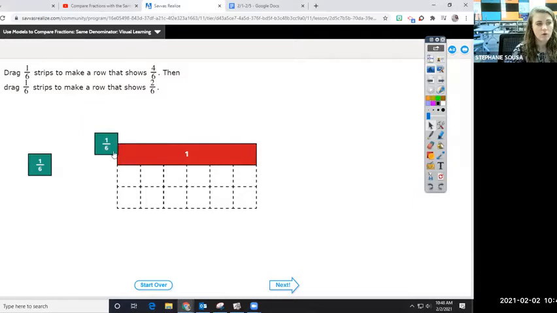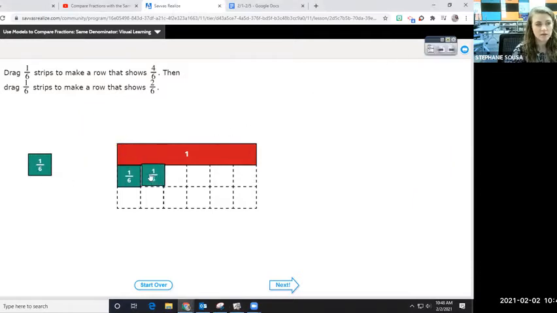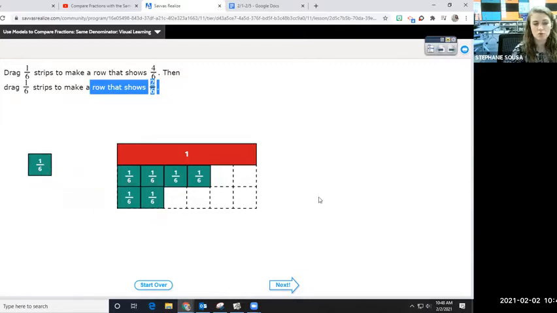We have 4/6. There's 1/6, 2/6, 3/6, and 4/6. It says then drag 1/6 strips to show a row that makes 2/6. Here's 1/6, 2/6. We can very clearly see now which one is greater or larger.